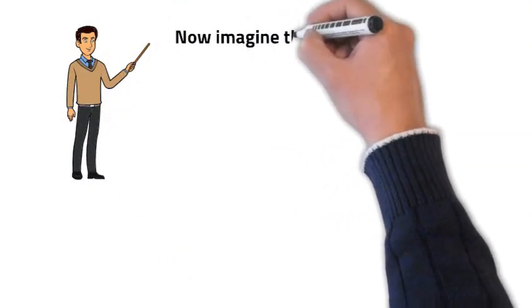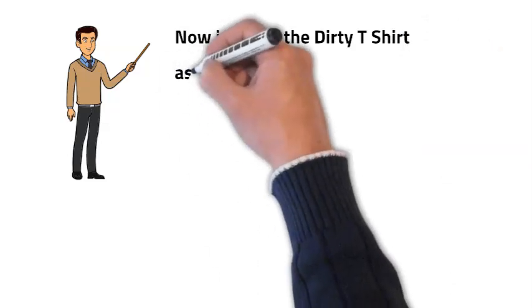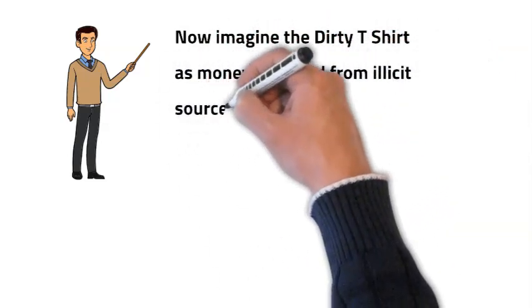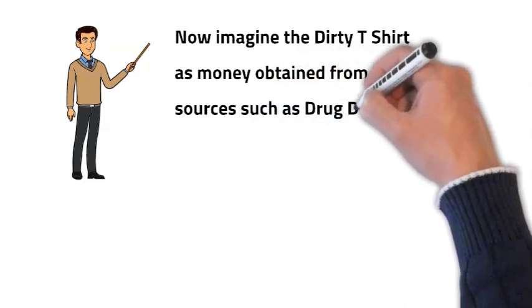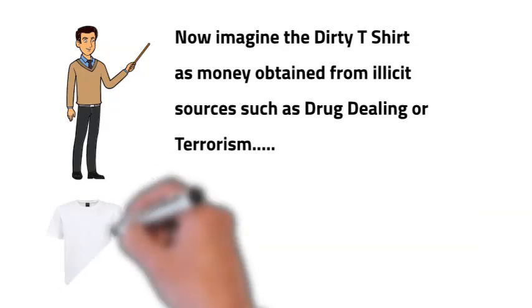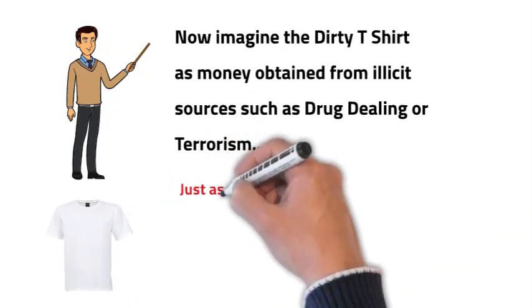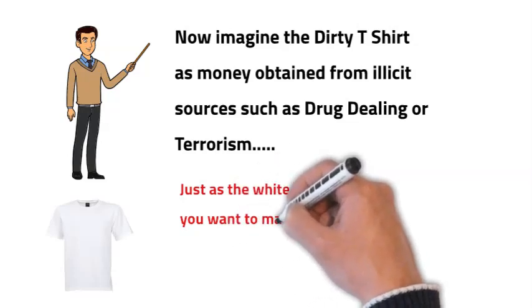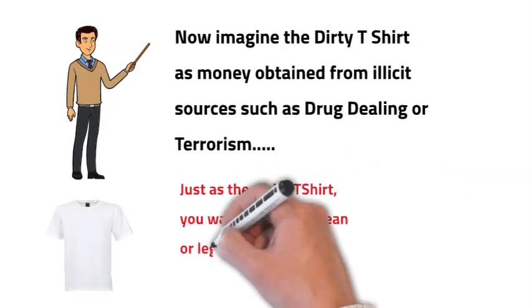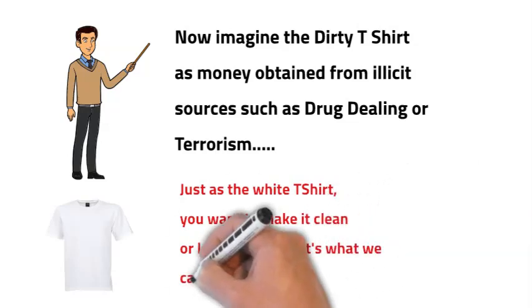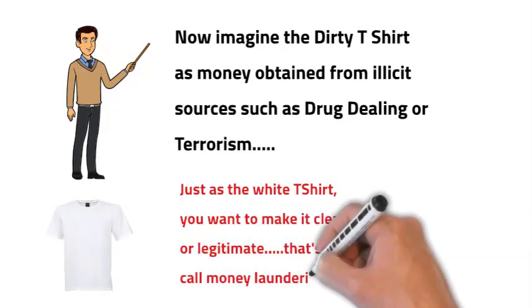Now, imagine the dirty t-shirt as money obtained from illicit sources such as drug dealing or maybe terrorism. Just as the white t-shirt, you want to make the money look clean or legitimate. That's what we call money laundering.